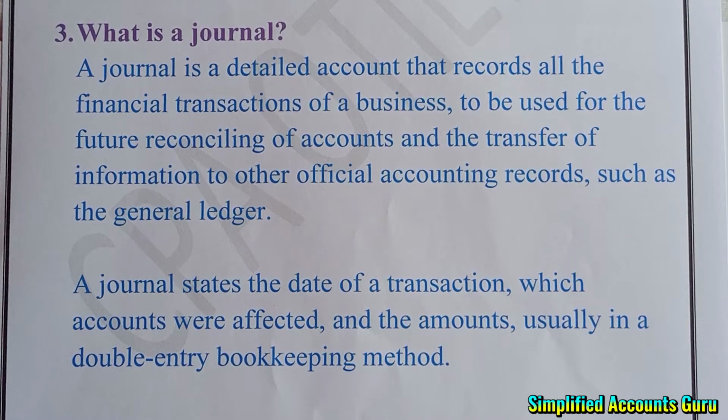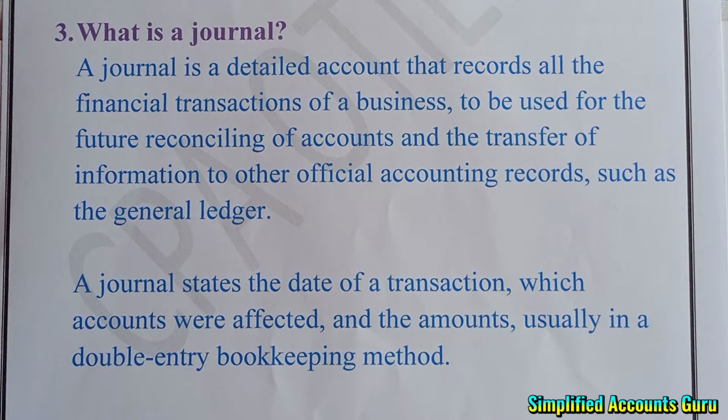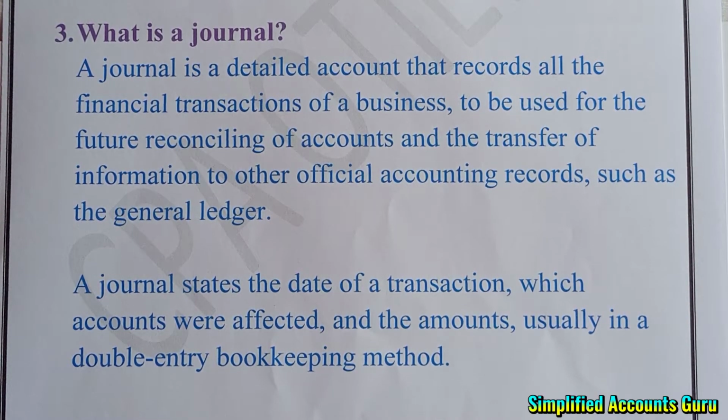We record in the journal. Any financial transaction that has taken place in the business is supposed to be captured in the journal. So the journal contains all the financial transactions. All the accounting records shall be developed from this journal. We shall do a summary and then analyze them and come up with the financial statements.